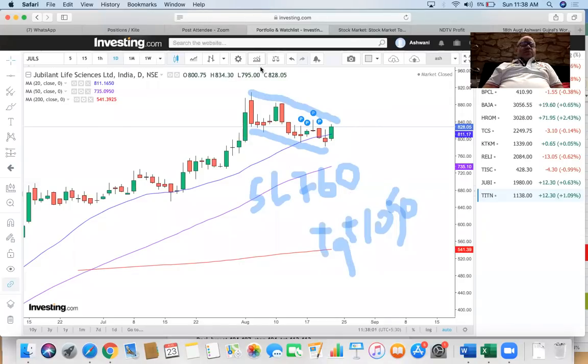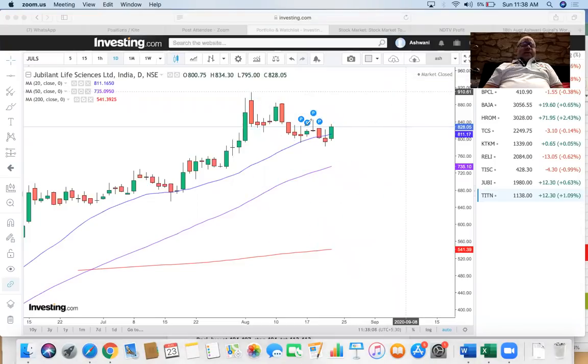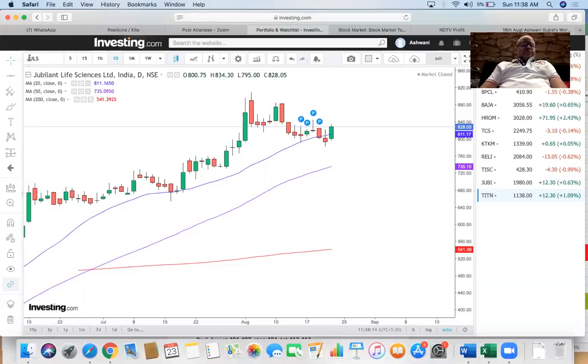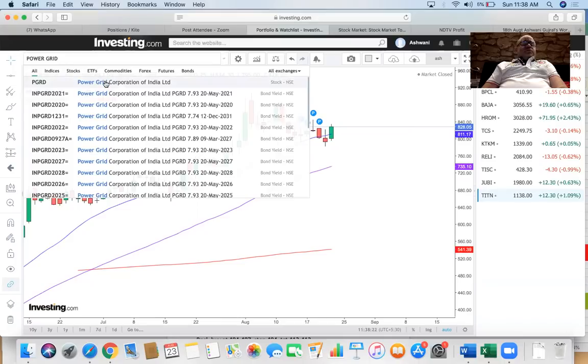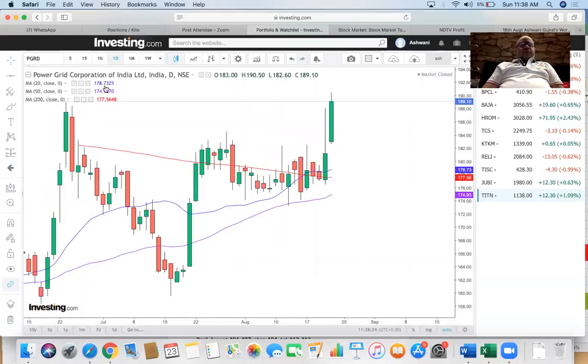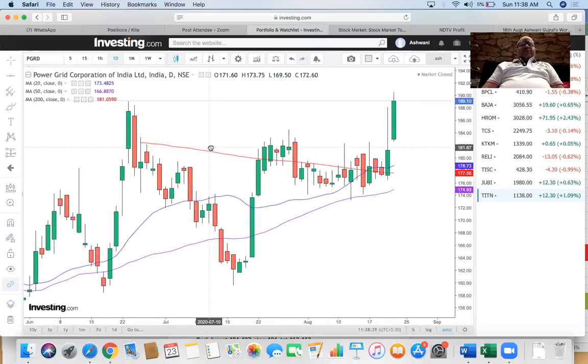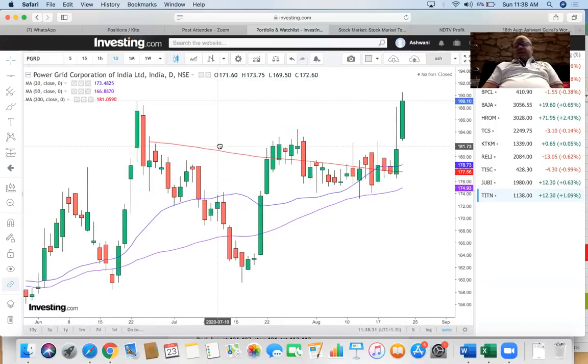Okay. Power Grid, as you can see, is breaking out of a large consolidation.